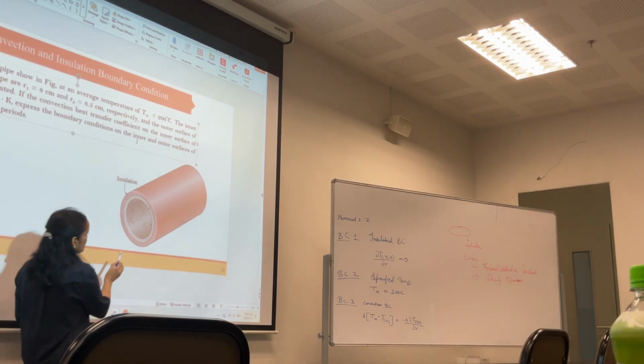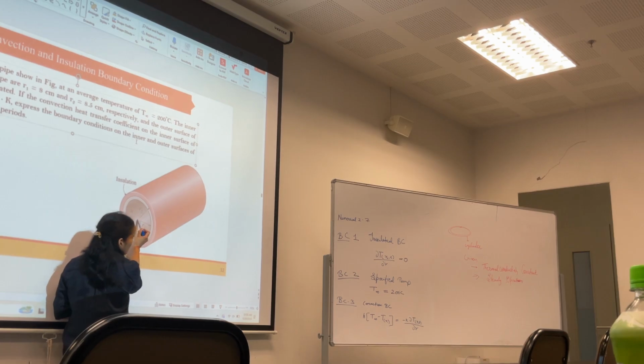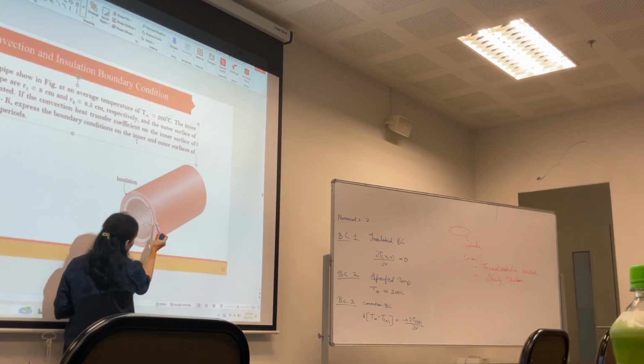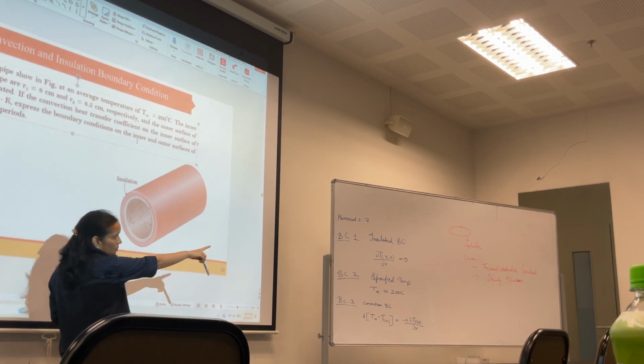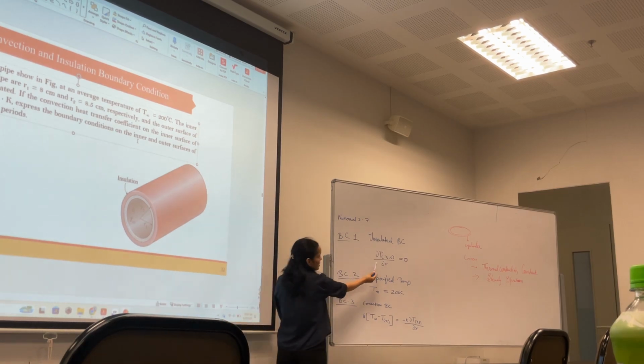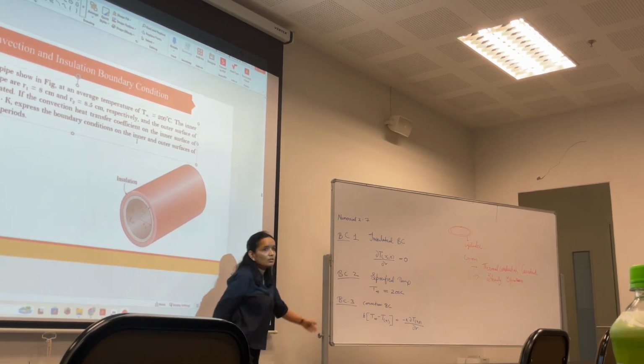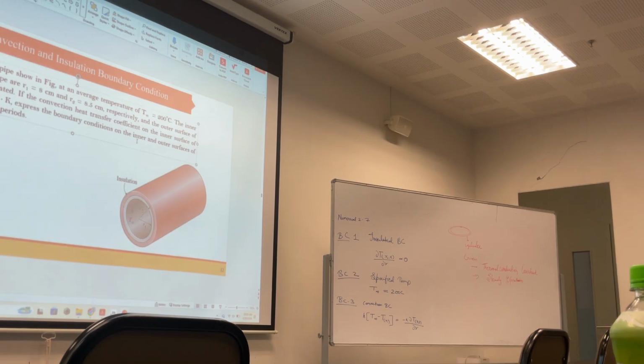Coordinates again. This is R1. So T infinity to T R1 and the conduction will start from here. So R1. R2 is insulated. R2 is insulated. Alright.